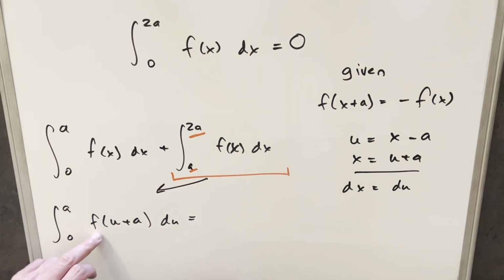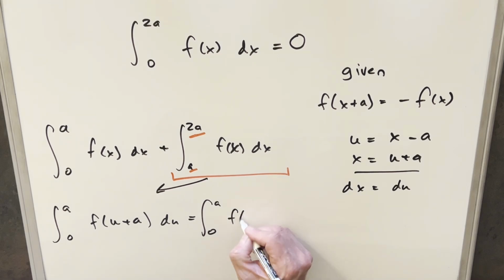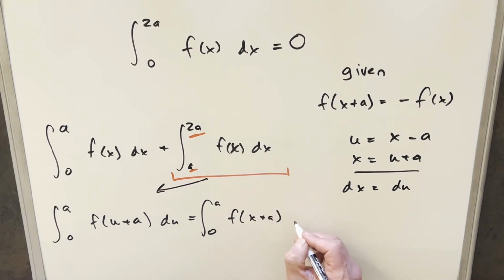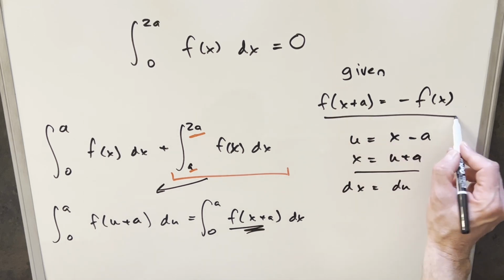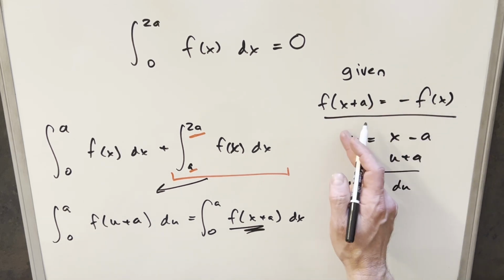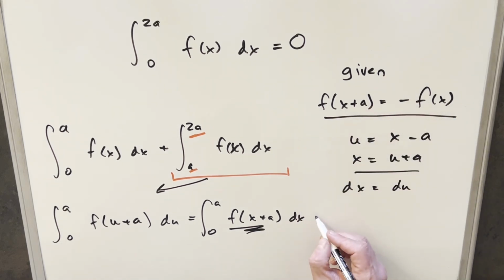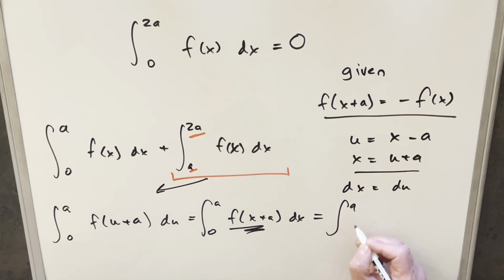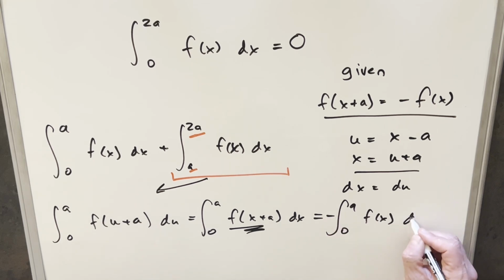What I can do is, because it's a definite integral, I can do a variable change, and we'll change everything back to x. So I can write this as f of x plus a dx. But then with this here, let's just use this principle. This is the given that we were given initially, that f of x plus a is the same thing as minus f of x. So I can actually rewrite this. And now this is going to become minus f of x. But what I can do, I can actually bring the minus out front of the integral like this.